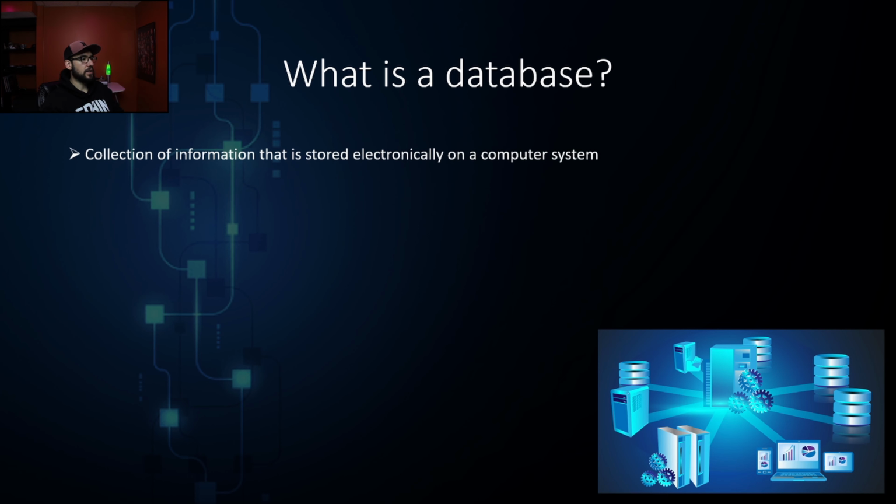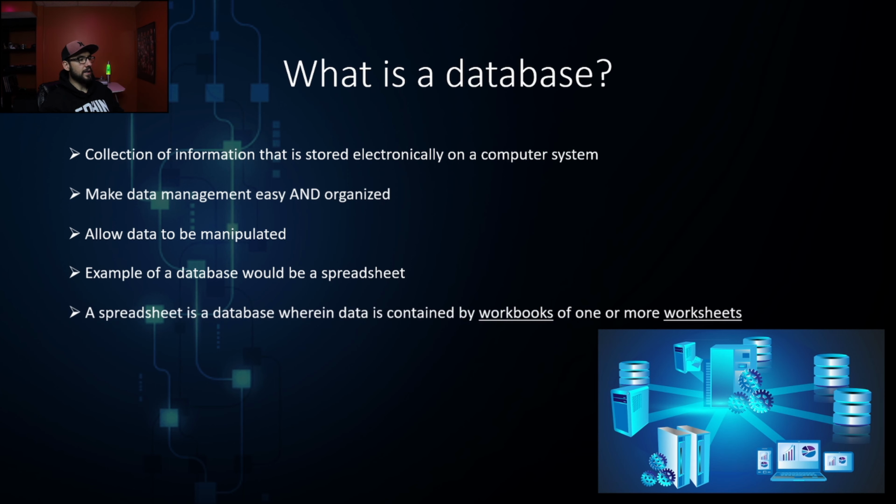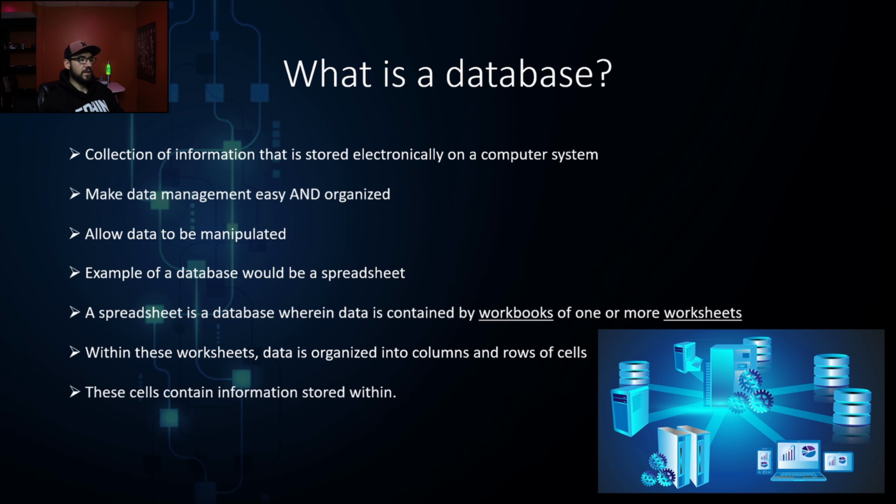So what is a database? A database is a collection of information that is stored electronically on a computer system. It makes data management easy and organized, and allows data to be manipulated. An example of this would be a spreadsheet. A spreadsheet is a database wherein data is contained by workbooks of one or more worksheets. Within these worksheets, data is organized into columns and rows of cells, and within these cells, they contain different information stored within.